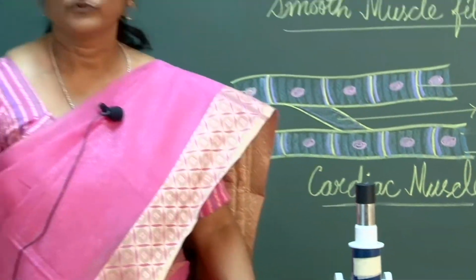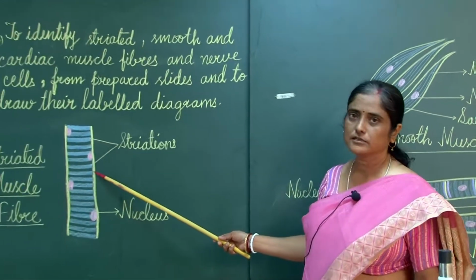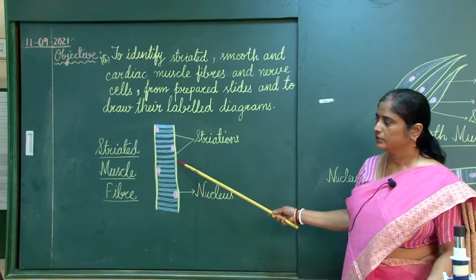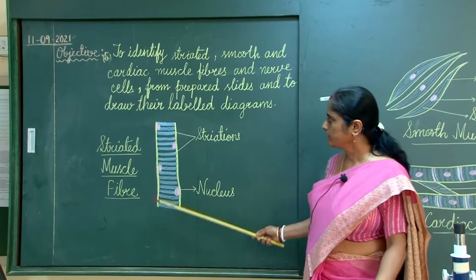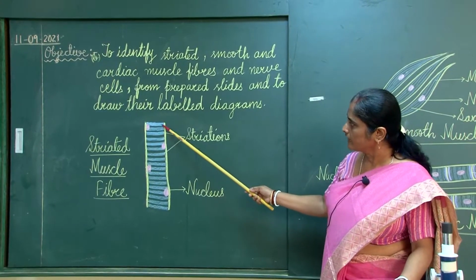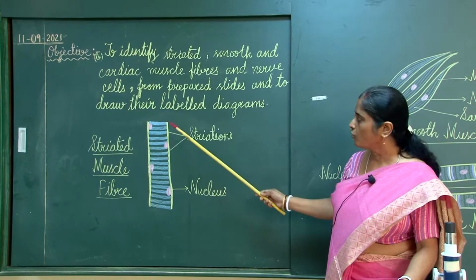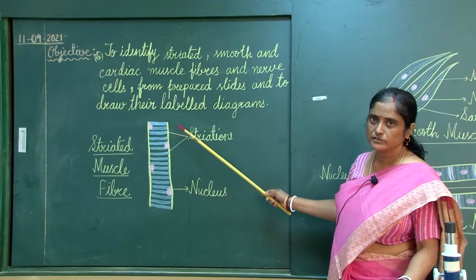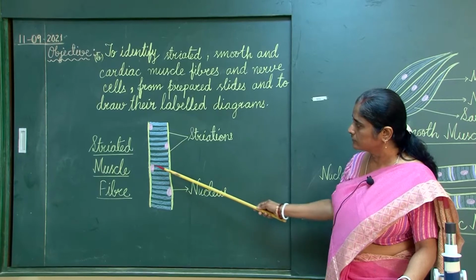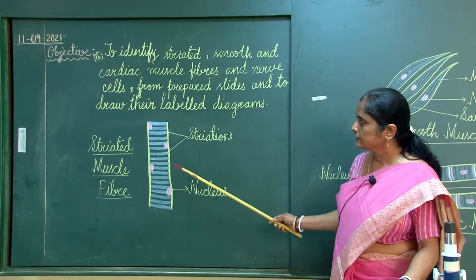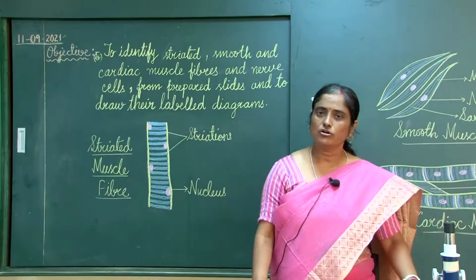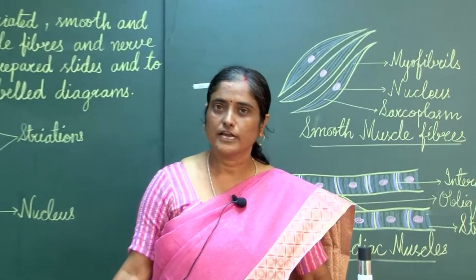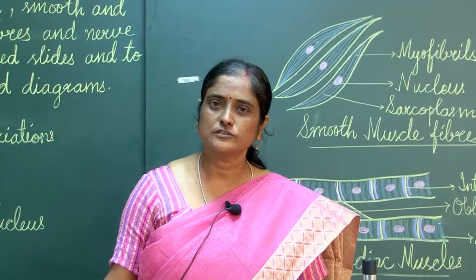What do we observe? We find such kind of cells under the microscope. What do they look like? They are elongated and cylindrical, right. And what are these? Alternate light and dark bands. These are called as striations. In this single cell, how many nuclei do you find? There are many nuclei, isn't it? So, these cells are cylindrical, elongated, multinucleated and they appear striated. That is why they have got their names, striated muscle fibers.